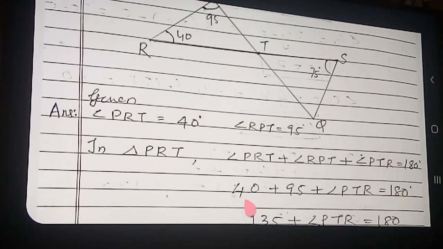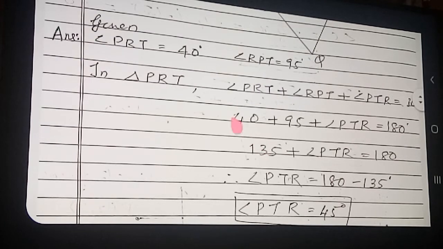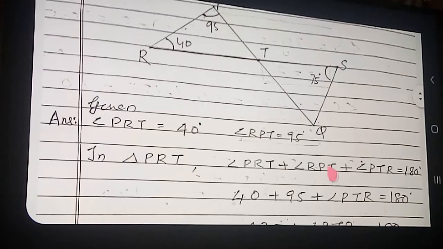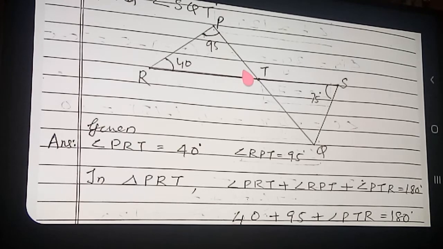So the next step: 40 plus 95, how much is it? 135. 135 plus angle PTR is equal to 180 degrees. Therefore angle PTR is equal to 180 minus 135. So how much will you get for angle PTR? You will get 45 degrees. 180 minus 135 is 45 degrees. We can see the diagram once more: angle PTR is 45.